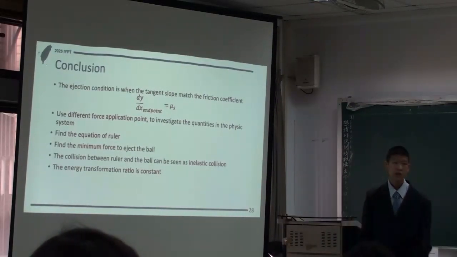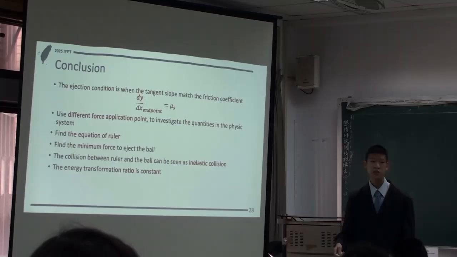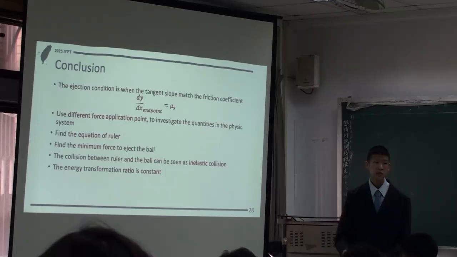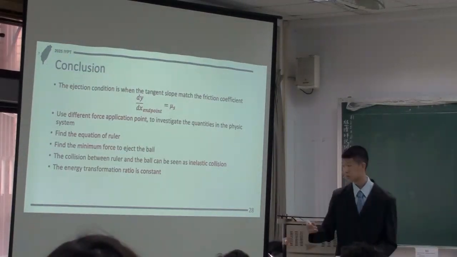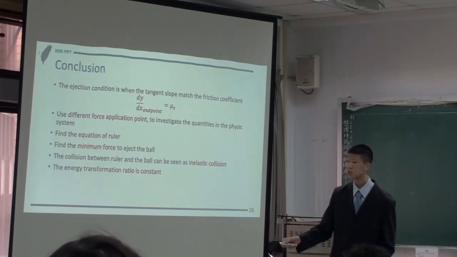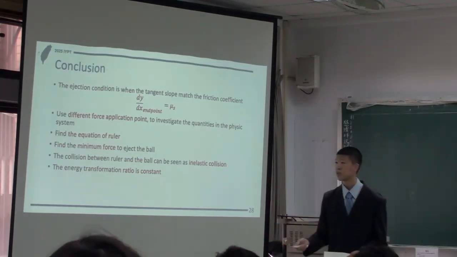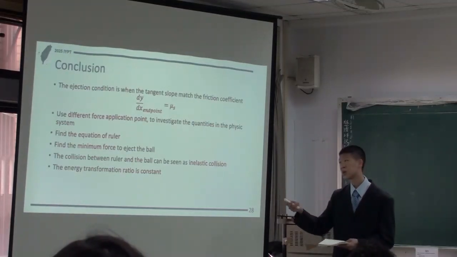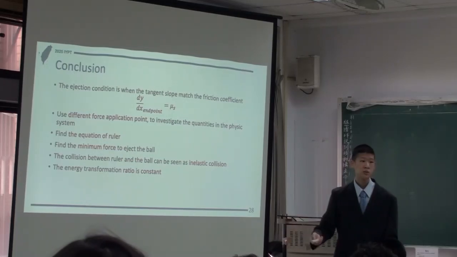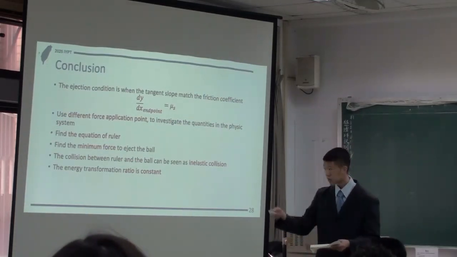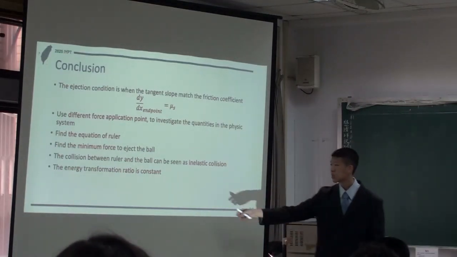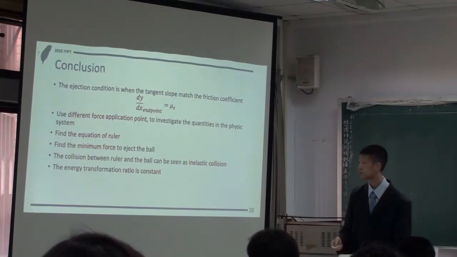And we find the equation of the ruler, and we find the minimum force to eject the ball. And the most important thing is we know the physical magnitude. That is because we know the potential energy, and we calculate the ratio. And we can solve the equation of the ruler. So we know the whole thing of this structure. So we can solve everything, and the transformation ratio is constant.